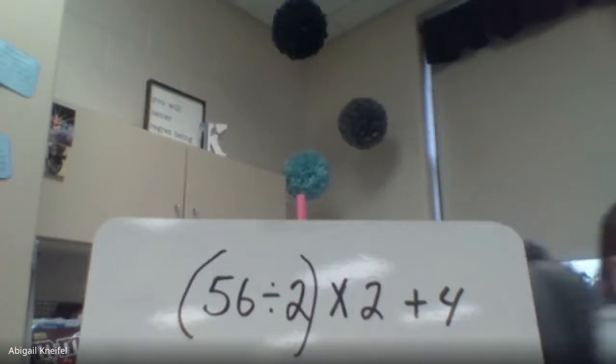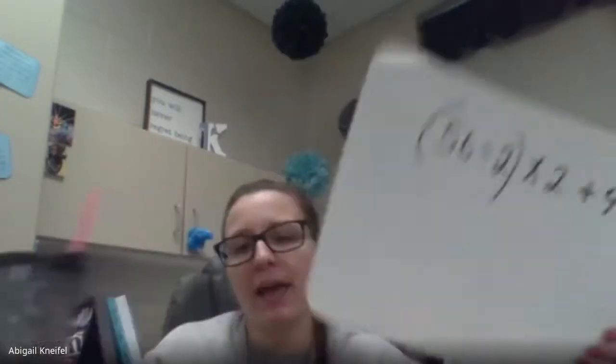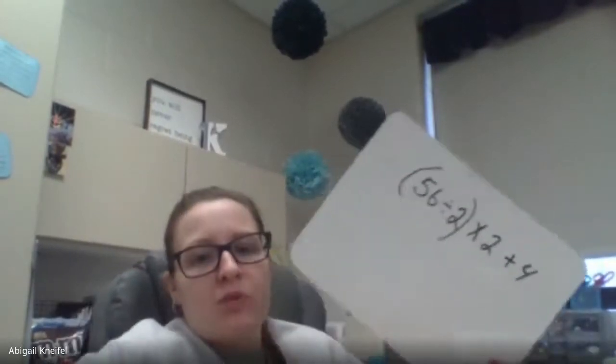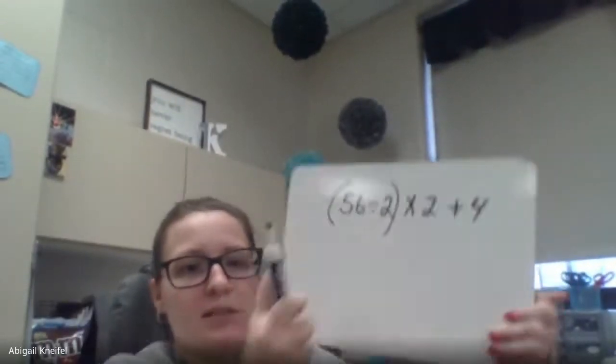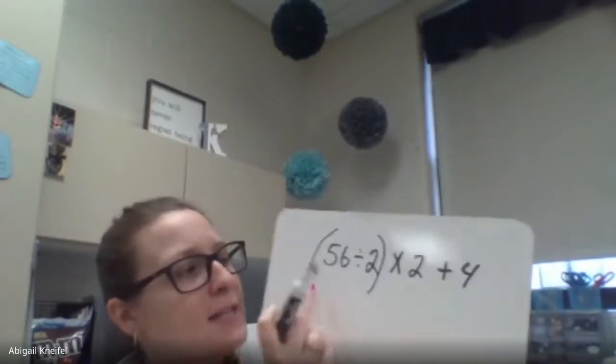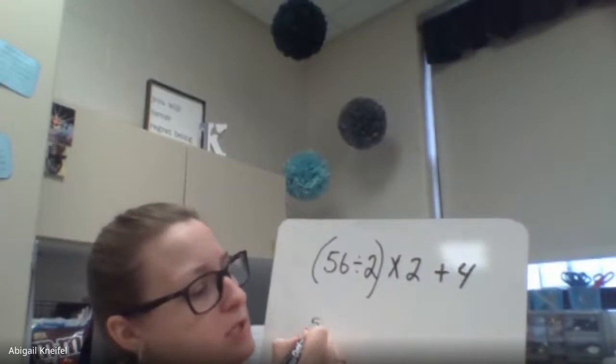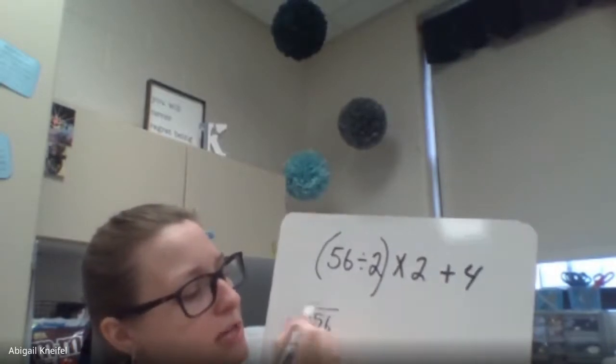Let's go over this together. Remember, if you didn't get it right, didn't get to finish it, it's okay. If you need another marker, I definitely have some. I can get some to you. So, anytime you have an even number divided by 2, we know it's going to work out. So, 56 divided by 2, Mrs. Kneifel doesn't know in her head, so she's going to have to work it out.